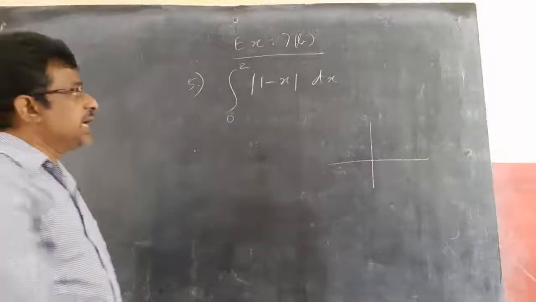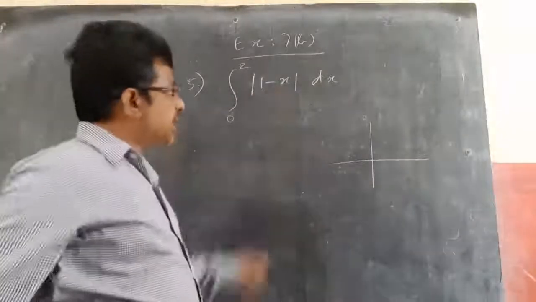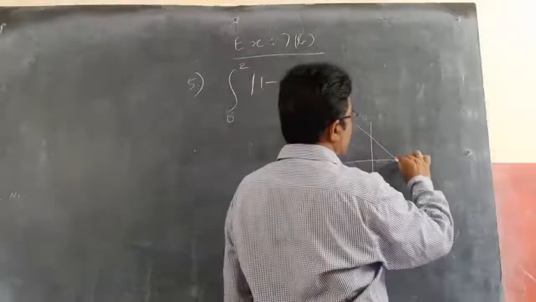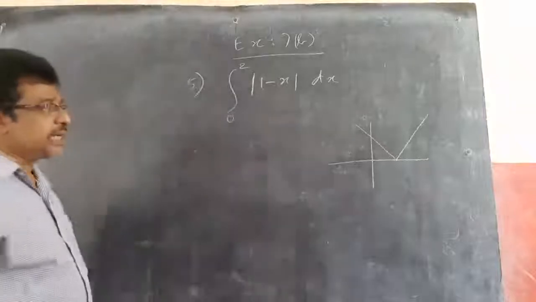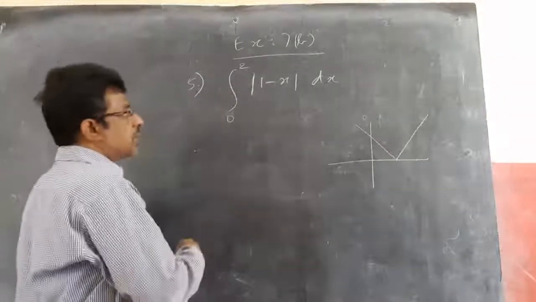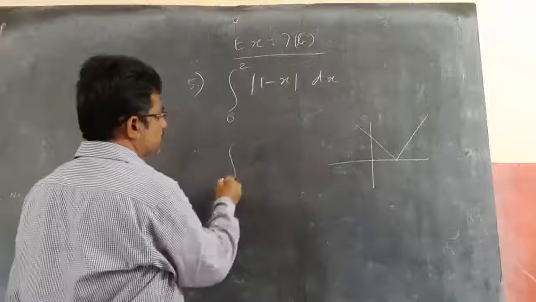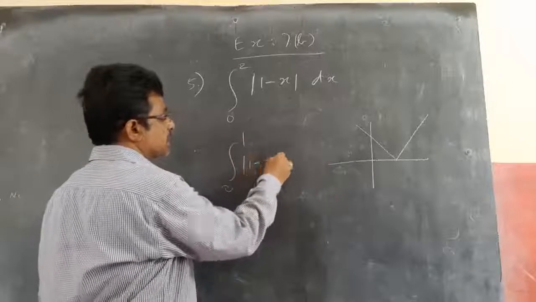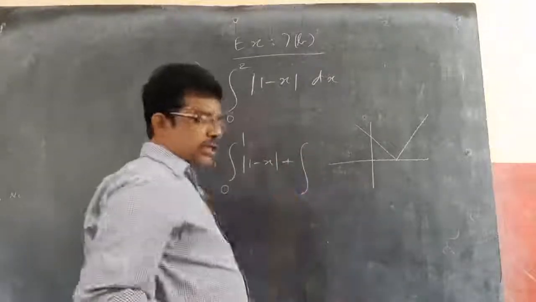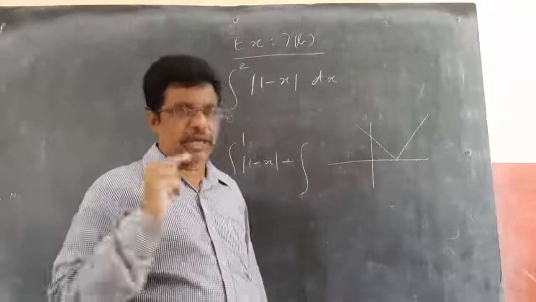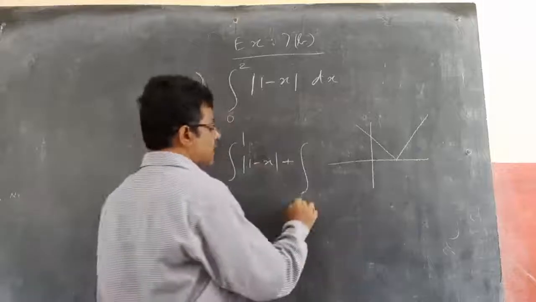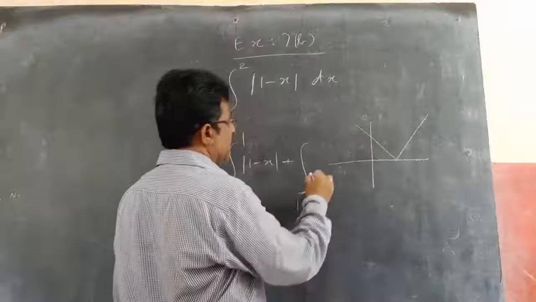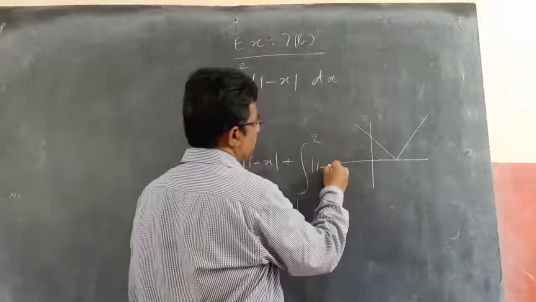The function is not smooth at 1, observe. So the modulus of 1 minus x function is like this. So what happens? You split into two parts, I told: 0 to 1 modulus of 1 minus x plus, actually it is continuous but not differentiable at 1. This is called a critical point, we know. So integral of 1 to 2 modulus of 1 minus x dx.